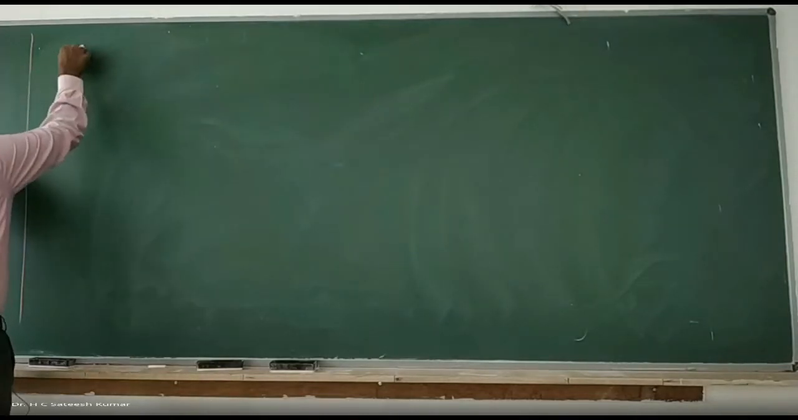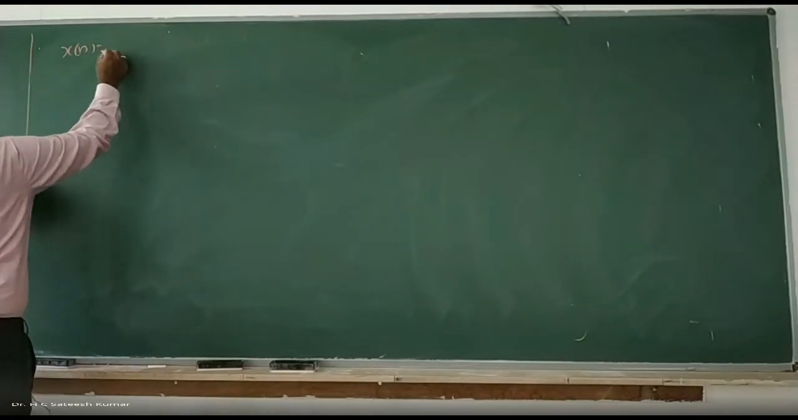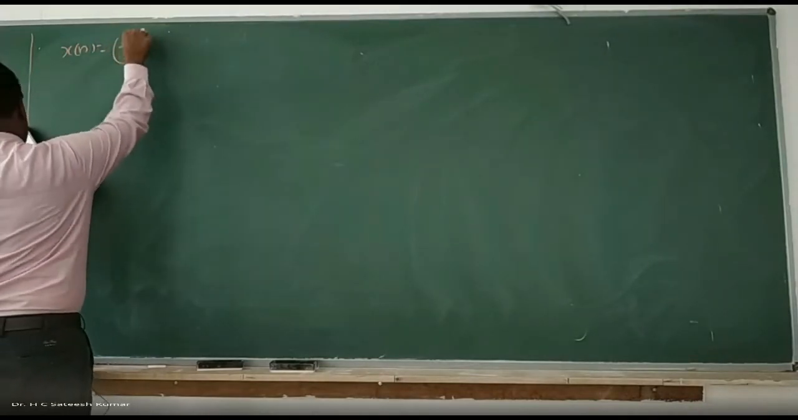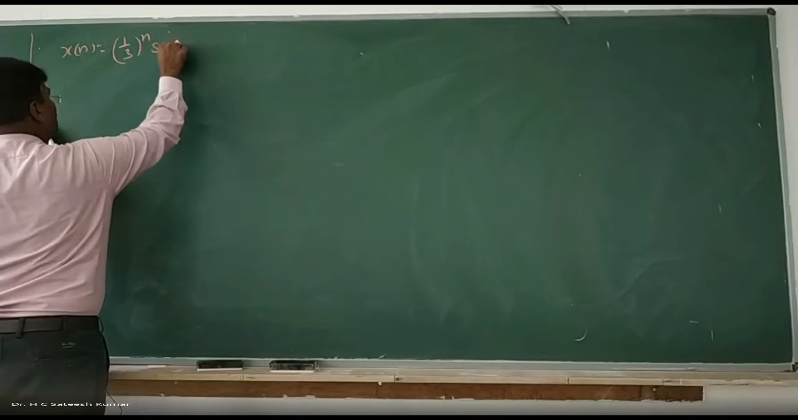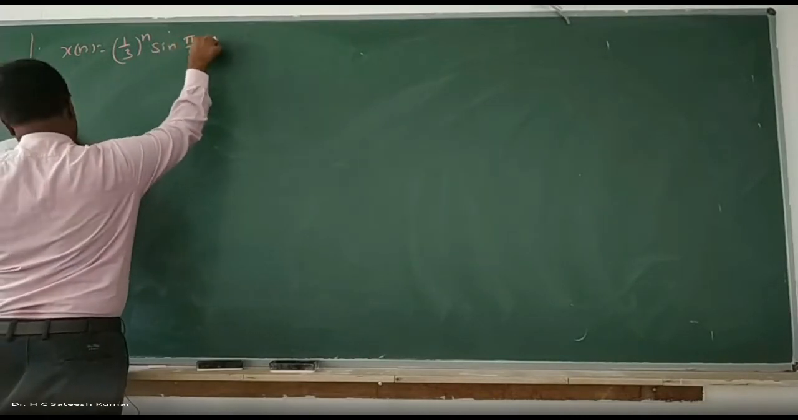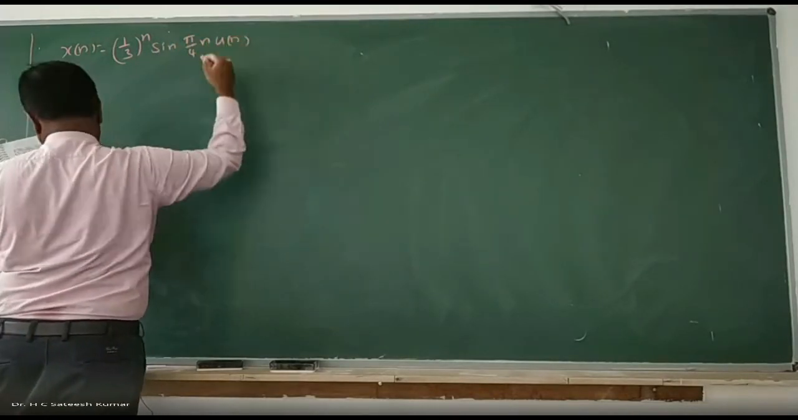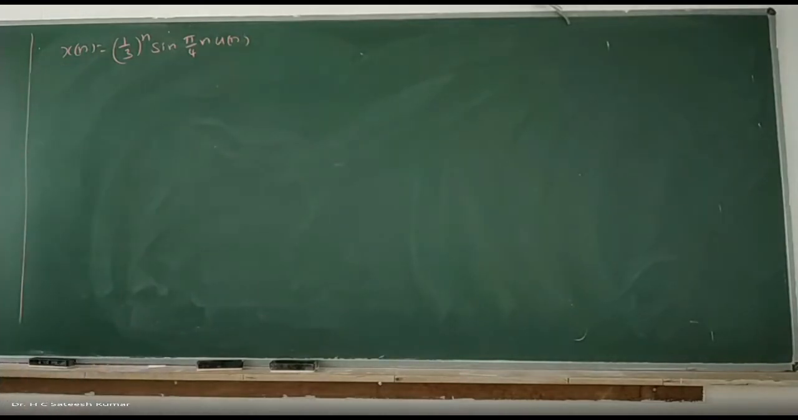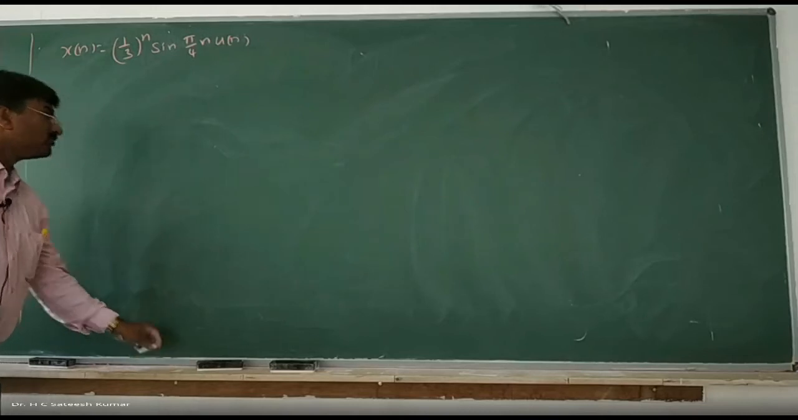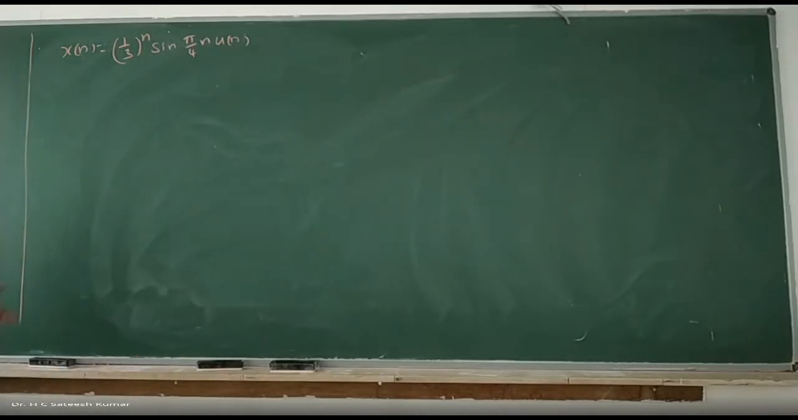Okay. One more examination problem. x of n is equal to (1/3)^n sin(pi/4 n) u(n). This is a 5 marks question in one of the papers. How will you do this problem? This is readily available. We can go for substitution directly.